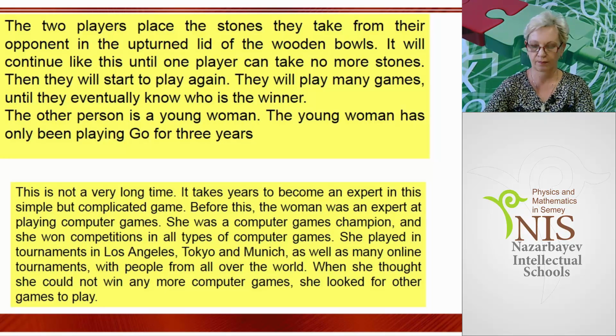The other person is a young woman. The young woman has only been playing Go for 3 years. This is not a very long time. It takes years to become an expert in this simple but complicated game. Before this, the woman was an expert at playing computer games. She was a computer games champion, and she won competitions in all types of computer games. She played in tournaments in Los Angeles, Tokyo, and Munich, as well as many online tournaments with people from all over the world.